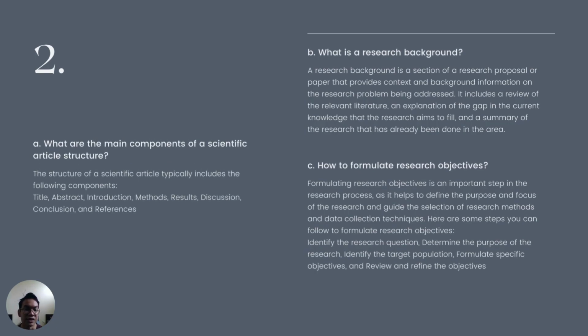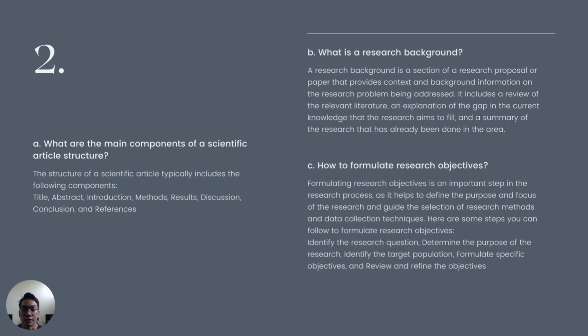The second question is A. What are the main components of scientific article structure? The structure of a scientific article typically includes the following components, that is title, abstract, introduction, methods, results, discussion, conclusion, and reference.